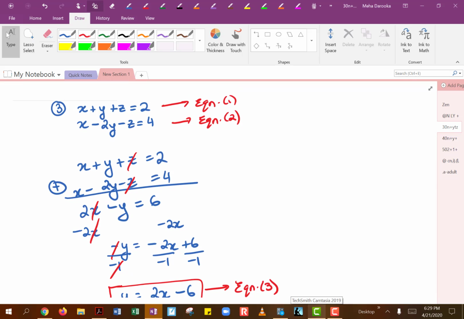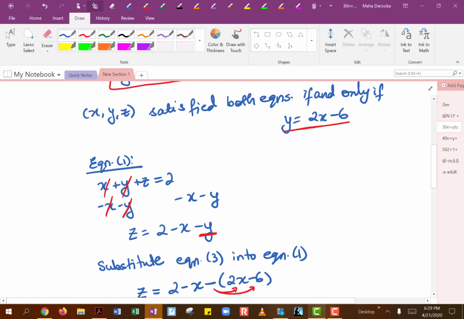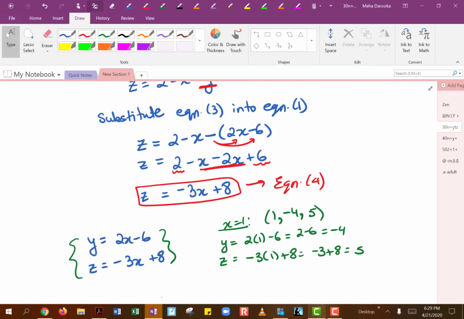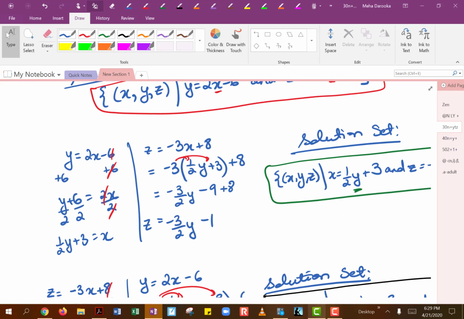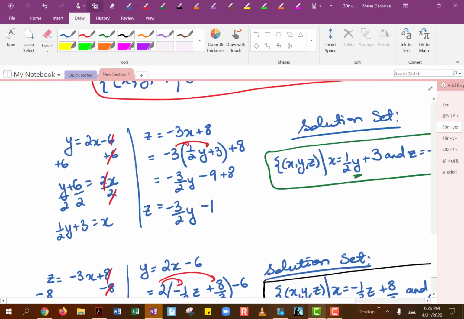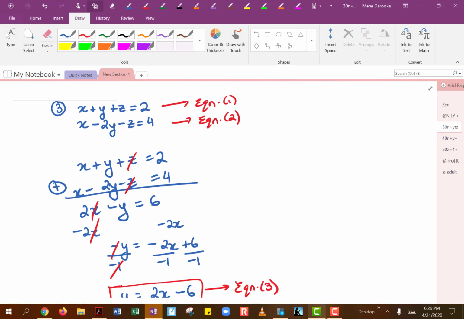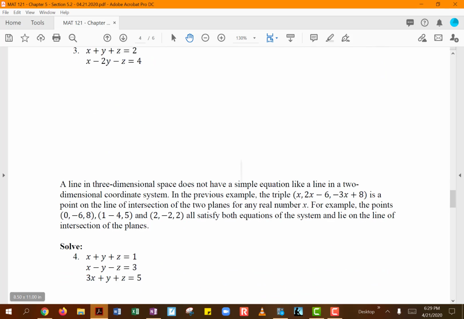So since this was a system that had infinitely many solutions, you can see just a little bit of a twist on how we actually solve these types of examples. Okay, so that was our number 3.